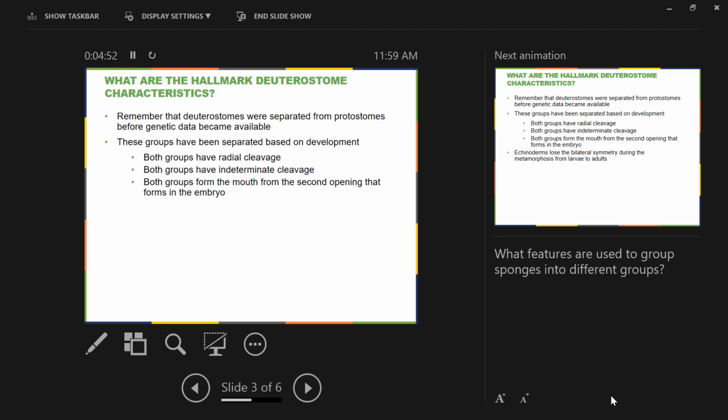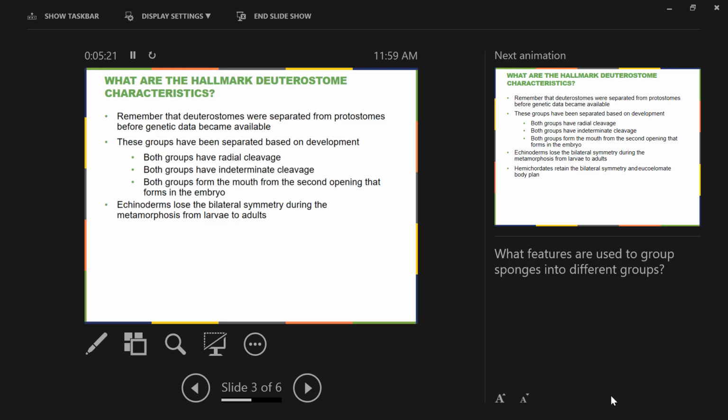All right, so now we'll start talking about specifics of these phyla. Echinoderms. What you find is they go through a metamorphosis in their life history, and when they transition from larvae into adults, they lose their bilateral symmetry. So their larvae are very obviously bilaterally symmetrical. As they metamorph into adults, they lose that bilateral symmetry and take on a type of radial symmetry.